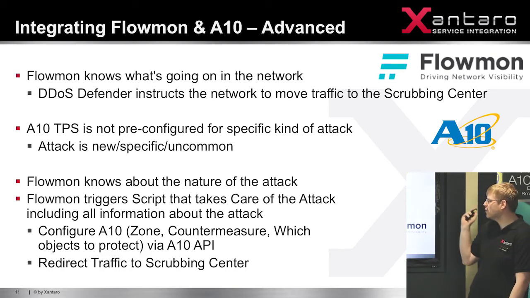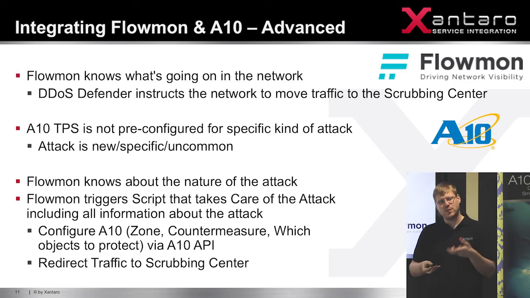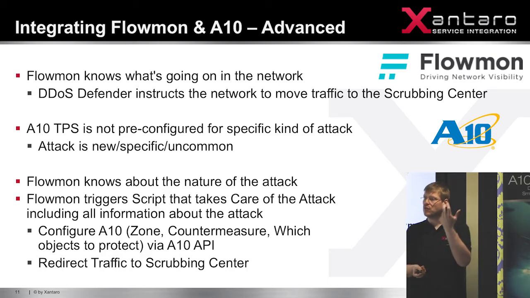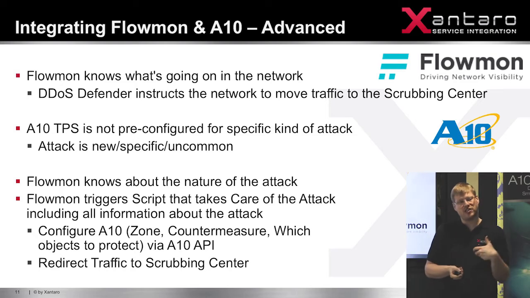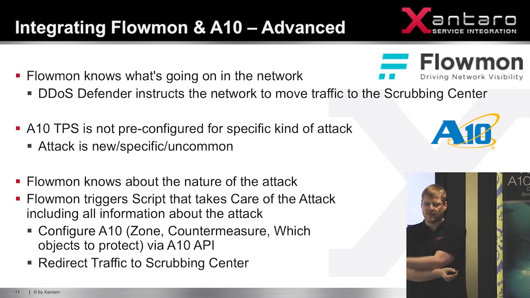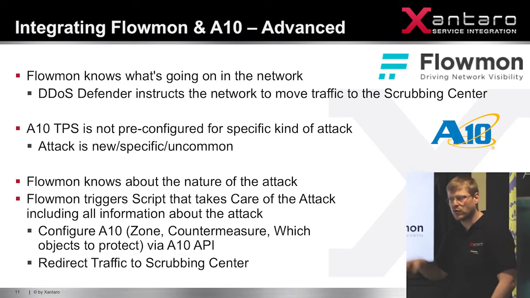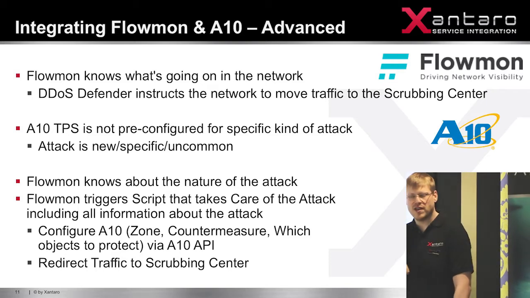Flowmon gives us all of the information about the attack. Flowmon has, as you remember, a scripting hook, which could just ingest all of that information. A10 has a very versatile API, which can take every bit and piece of information you need in order to configure a specific countermeasure. So what we actually do is provide a bit of glue, a bit of scripting, in order to get that information and program the A10 TPS on the fly. And of course, we still need to redirect traffic to the scrubbing center, but I failed to mention that before.